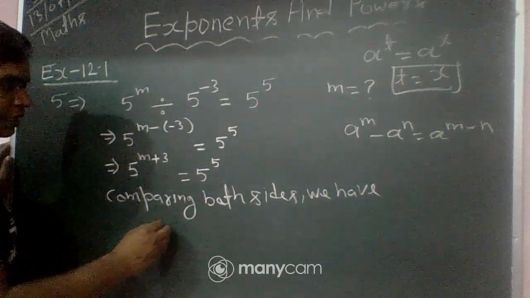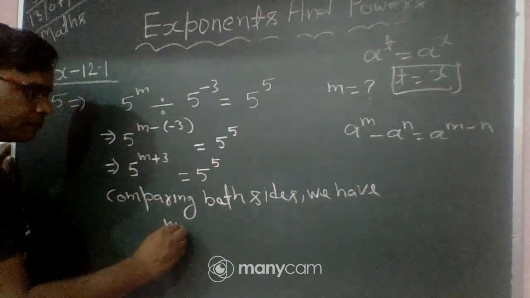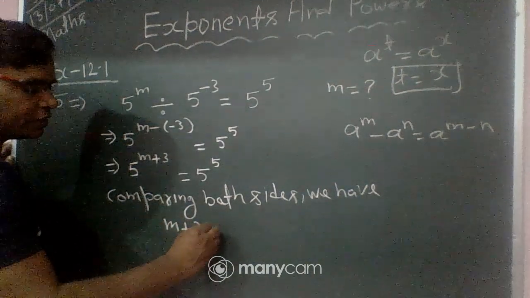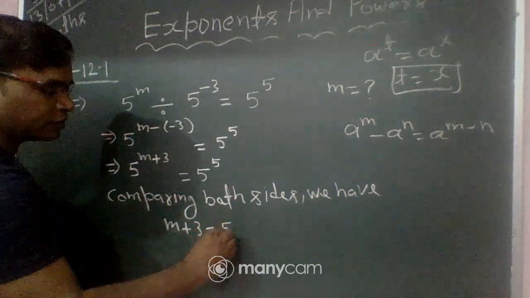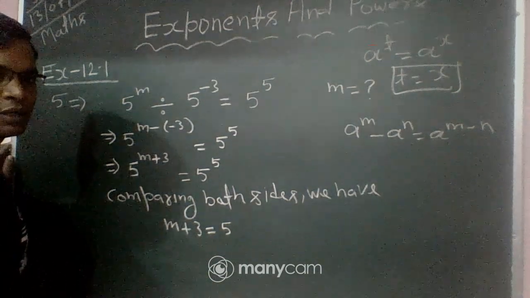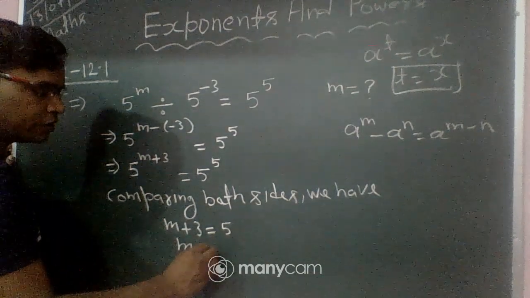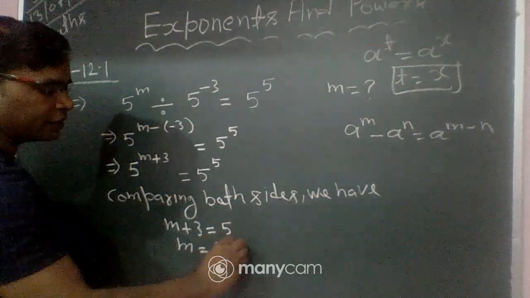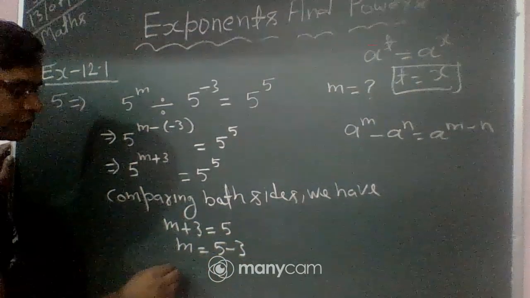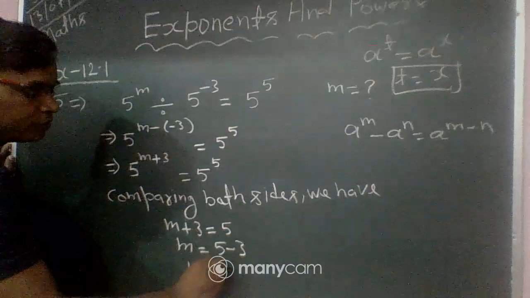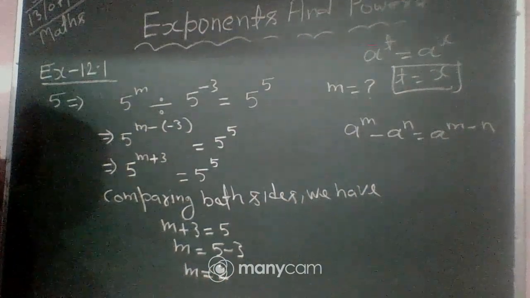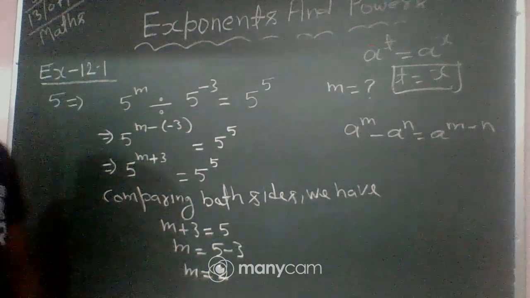So you can write m plus 3 is equal to 5. So also you can write m is equal to 5 minus 3, or you can say m is equal to 2. The value of m is 2. You find.